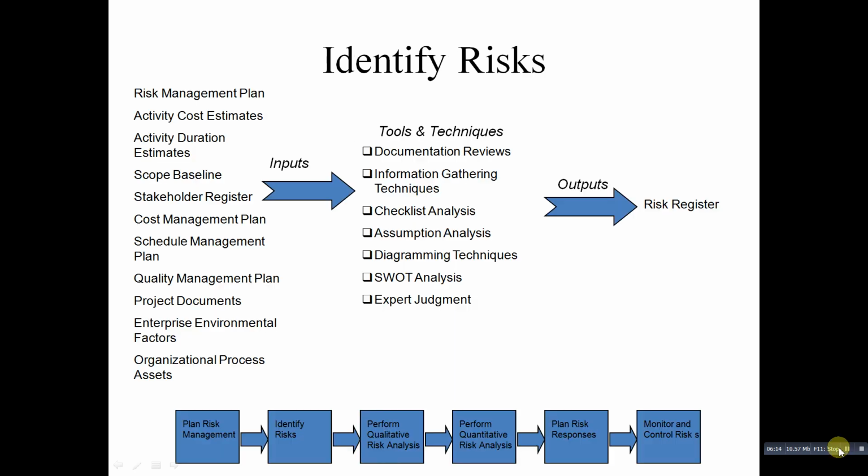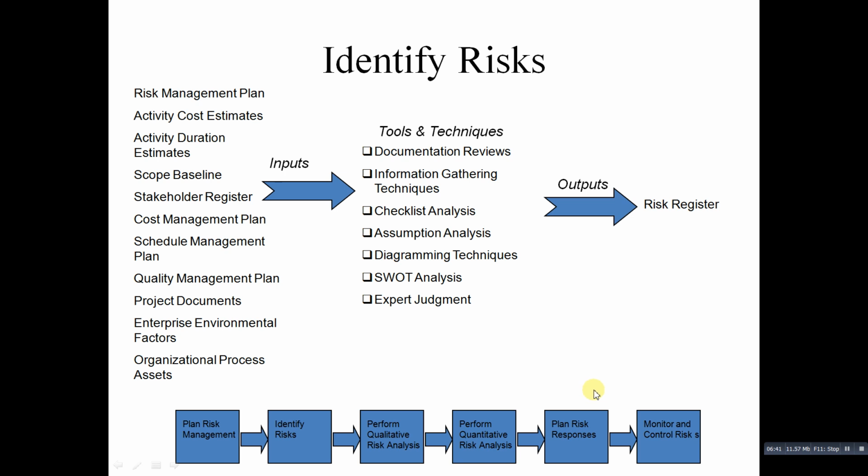Next part is identifying risk. As I have told, there are six major processes involved in risk management. The second process was identifying risk, which involves determining which risks are likely to affect a project and documenting the characteristics of each. The main output of this process, that is identifying risk, is the risk register, which we are going to see next.